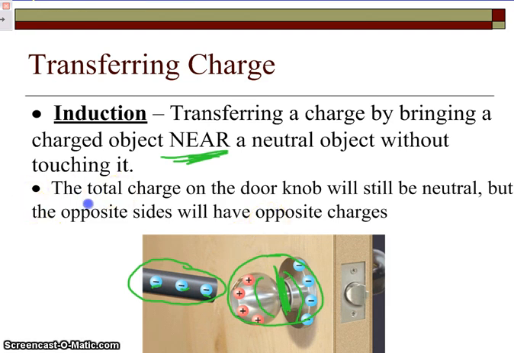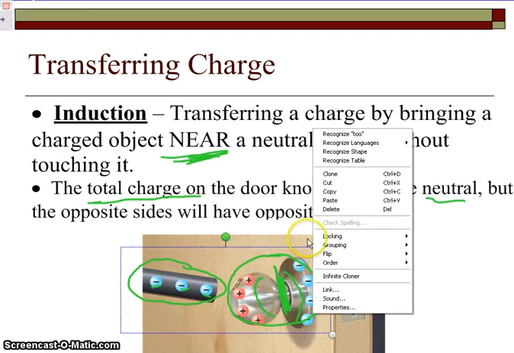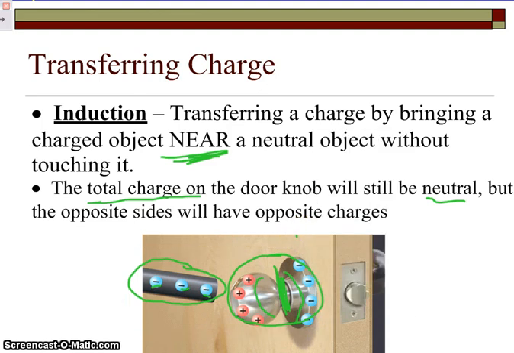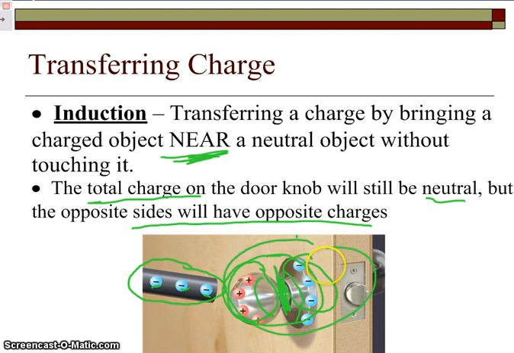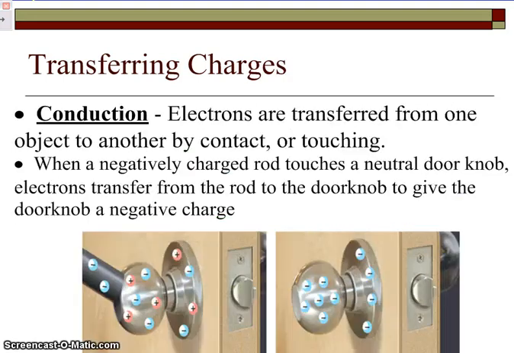So the total charge is still neutral. In other words, if we looked at this, I still have 4 positives here and 4 negatives here, so overall that is still neutral, right? But the opposite sides will have opposite charges. If I focus here just on this, that's positive, this is negative. But overall, as a whole, I know that looks like a mess now, sorry guys, this is still neutrally charged, but we're inducing those two sides to have a charge. Got a great demo with a can with that one tomorrow.